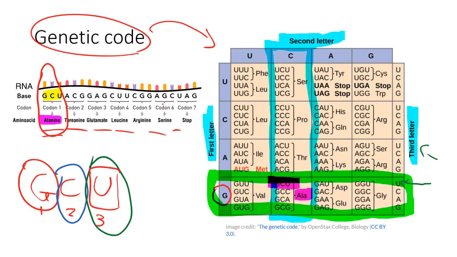So what we have here is AGC, the codon number 6. The first letter would be A right here, and then the second letter will be G right here, and then AGC is right here. So we have AGC, and we know that AGC codes for serine. This is the serine.